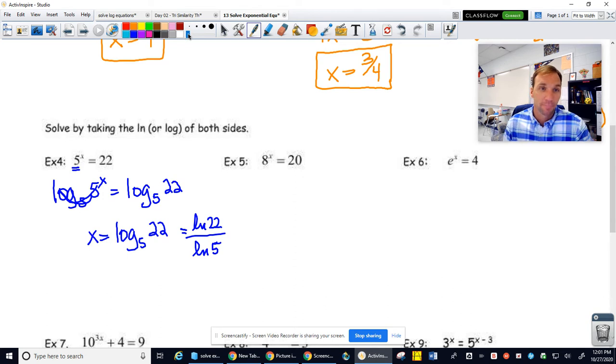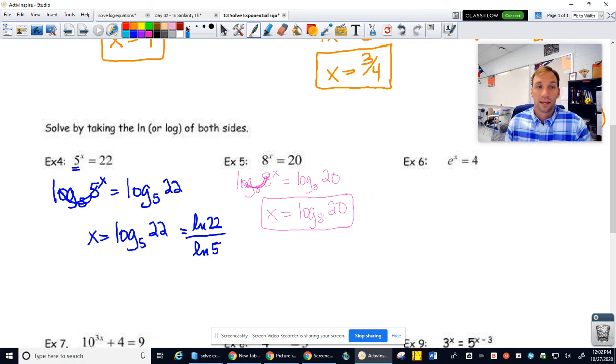How about that? If we're going to do it the elimination way, we're going to take the log base 8 of 8 to the x equals log base 8 of 20. So all of this stuff cancels out, your log base 8s, and x is equal to the log base 8 of 20. Nowadays, calculators can tell you exactly what that is.